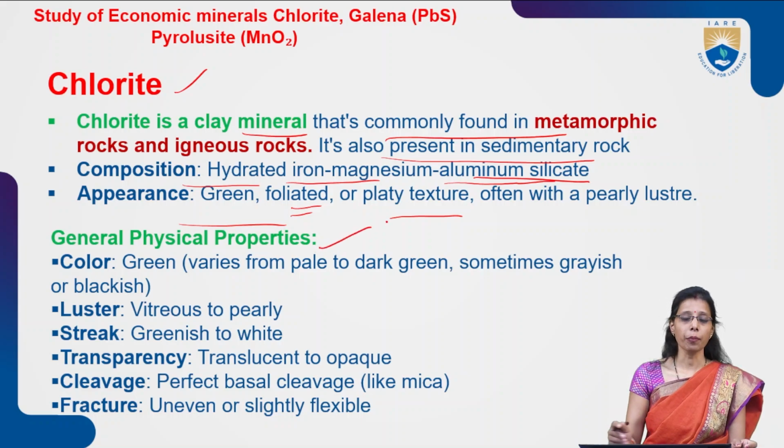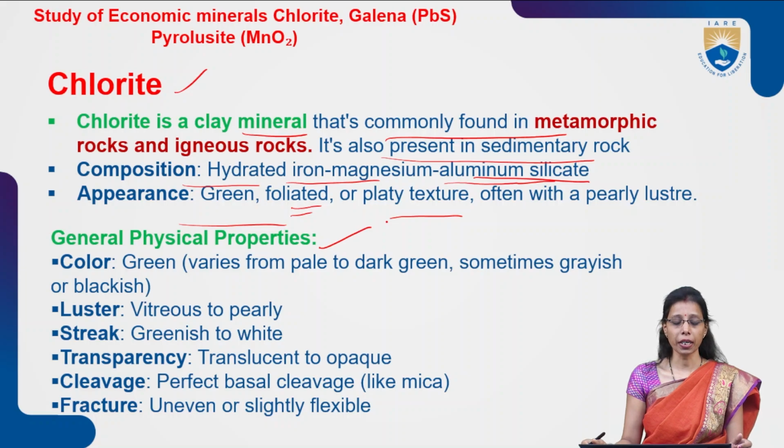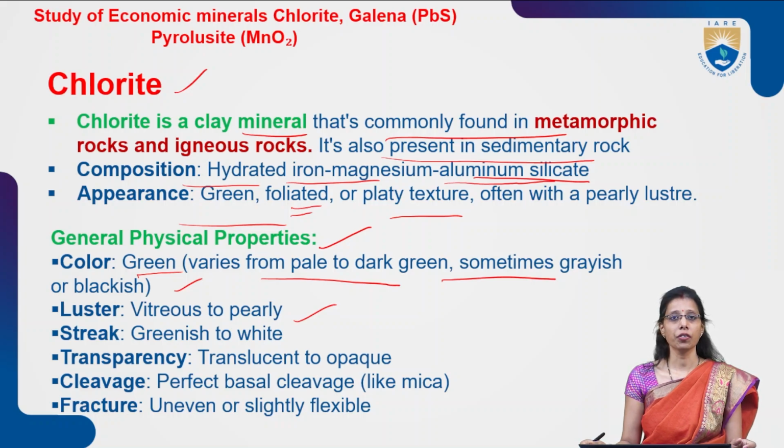Now the general physical properties. The color of this mineral varies from pale to dark green, sometimes grayish or blackish, and the luster will be vitreous to pearly. So the luster of this kind of mineral is vitreous to pearly, and the streak of this chlorite will be greenish to white.